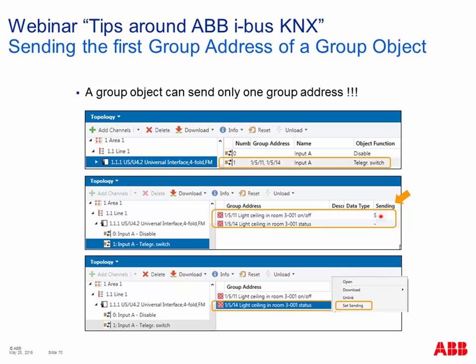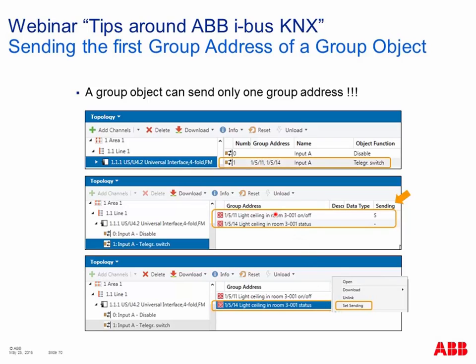It means when I close this input, this group object sends the first group address, which is here the sending one, 1511, to the bus. The other group address, 1514, cannot send to the KNX bus. This is a KNX specification that only the first group address, the sending one, is sent to the KNX bus. You can change the behavior when you right-click on the other group address, and then a window pops up, "Set sending". So you can change and say, okay, now this address should be the sending one.